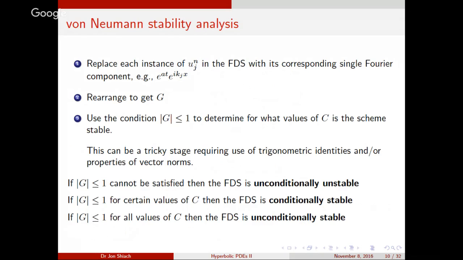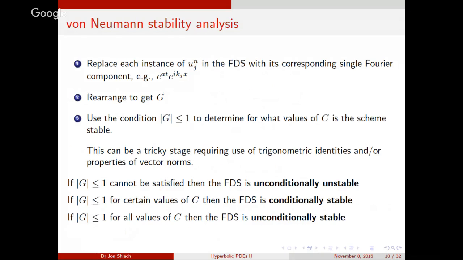And if you find that there's no possible value of c that satisfies this, we have an unconditionally unstable scheme. It's useless. Can't use it, move on. Try something else. If we have certain values of c for which the growth is less than or equal to 1, we have a conditionally stable scheme, and that's most of them. Most finite difference schemes have some form of condition on that value of c.